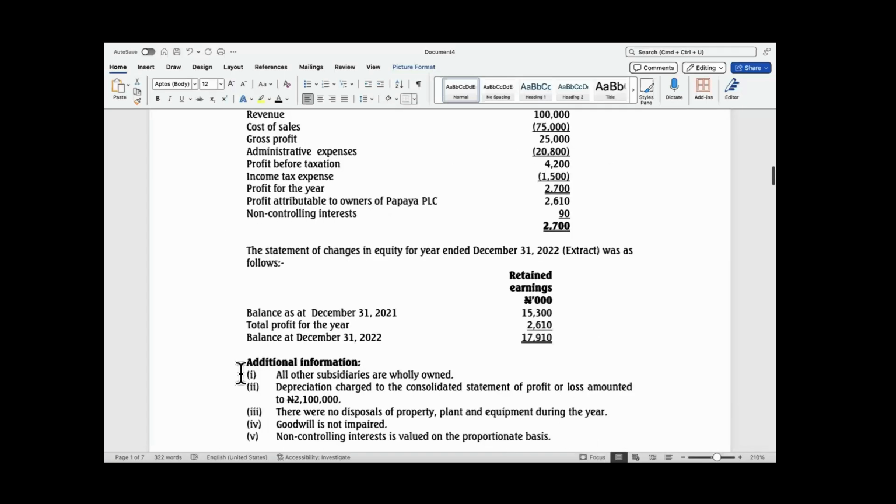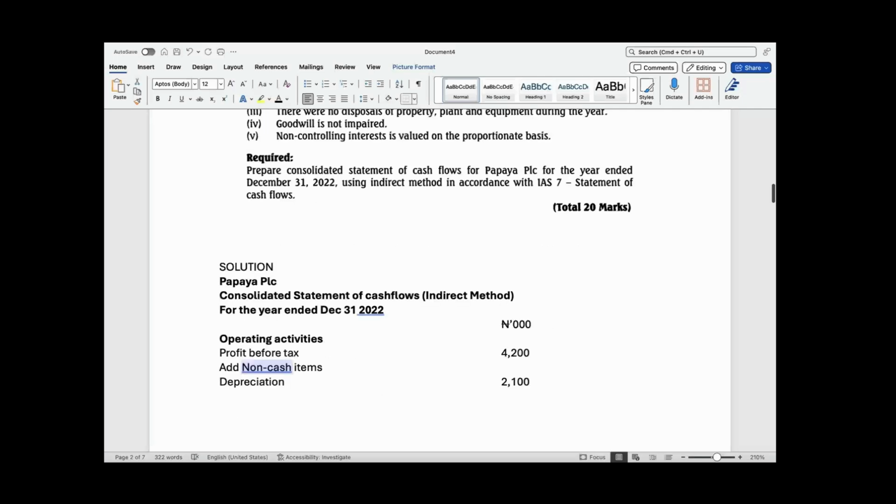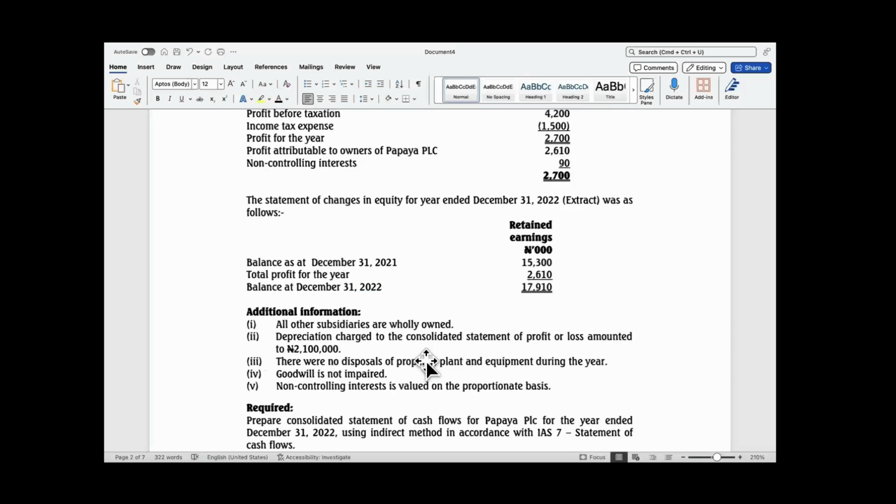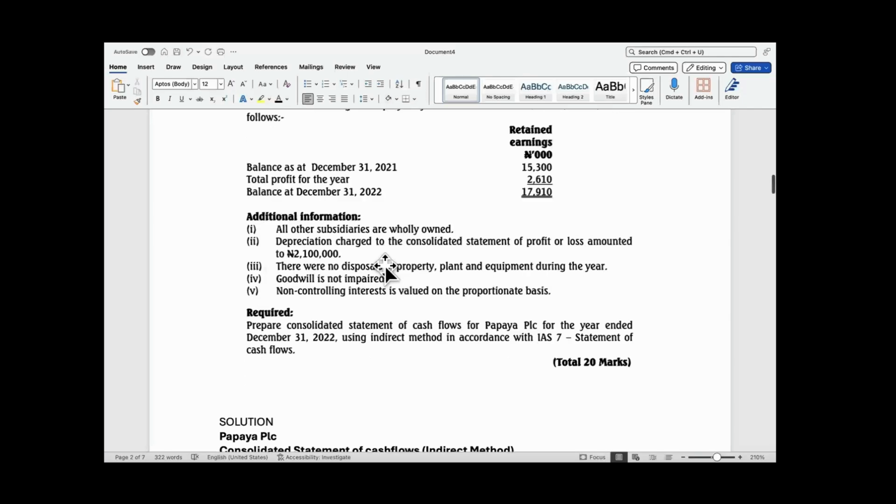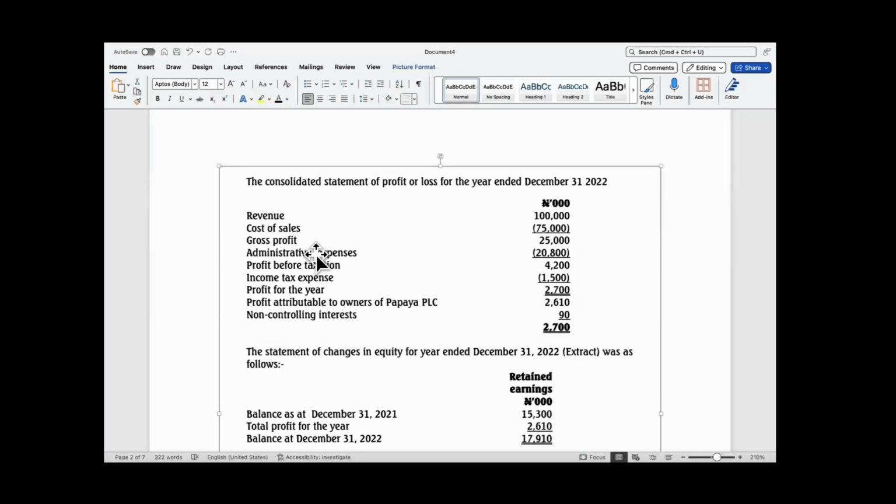So I move on. From the whole of this question, the other thing I'm looking out for, because I know the non-cash items will be depreciation, amortization, impairment, and gain or loss on sale, is this: the examiner already told me in note 3, in my additional information, that there was no disposal of PPE. There was no disposal. So that means we can never have gain or loss on sale. So I'm done with this admin. The only non-cash item here is depreciation. Then I move to cost of sales and revenue. That one, we call it adjustment for working capital.